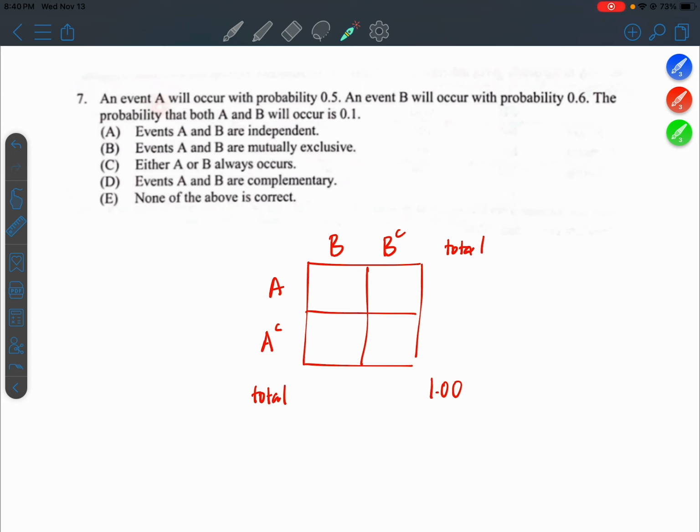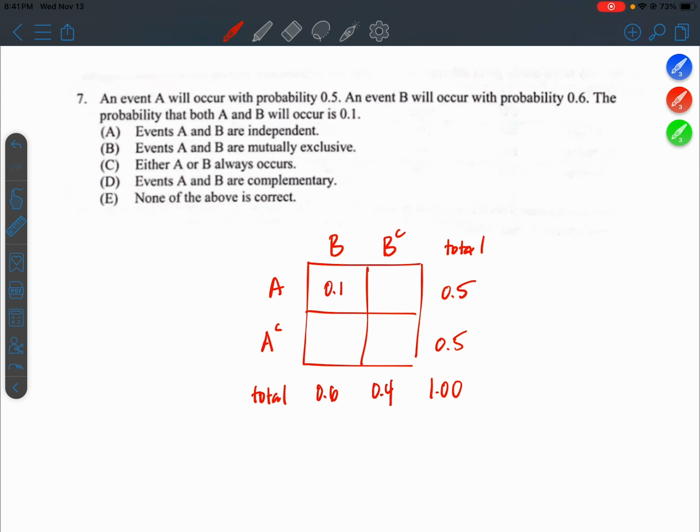And then we know that A occurs with probability 0.5, so A has an overall probability of 0.5, meaning it does not occur the other 50% of the time. Event B occurs with probability 0.6, so the total probability for B is 0.6, meaning it does not occur 40% of the time. Lastly, both A and B occur 10% of the time, so that's the first cell here, 0.1, 10%.